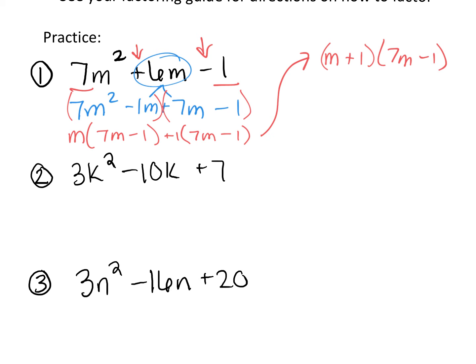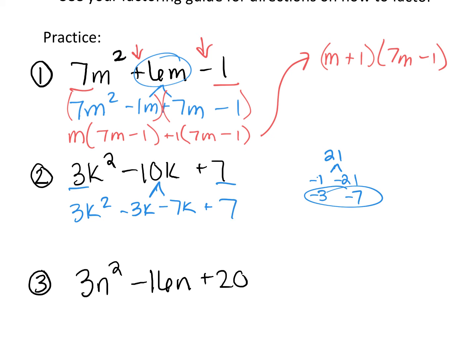Alright, number 2, again, 3, 10, and 7 are not all going to be divisible by the same number, so there's no greatest common factor there. So jump to step 2, which is multiplying 3 and 7, which is 21. Factors of 21 are 1 and 21, and 3 and 7. So we need both of these to be negative, and we need to combine them together to get negative 10, so that's going to be negative 3 and negative 7. So negative 3k minus 7k. Bring down my 3k squared, bring down my plus 7.